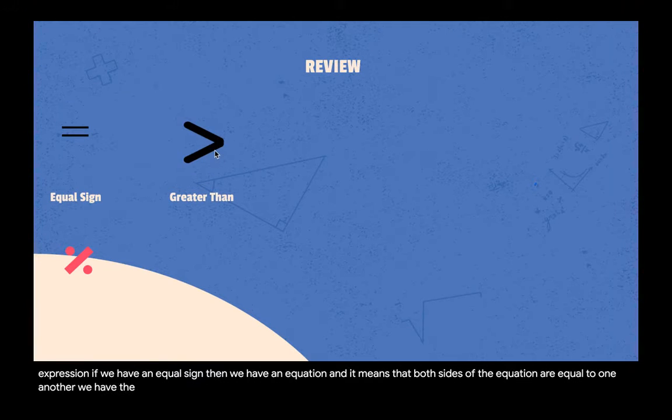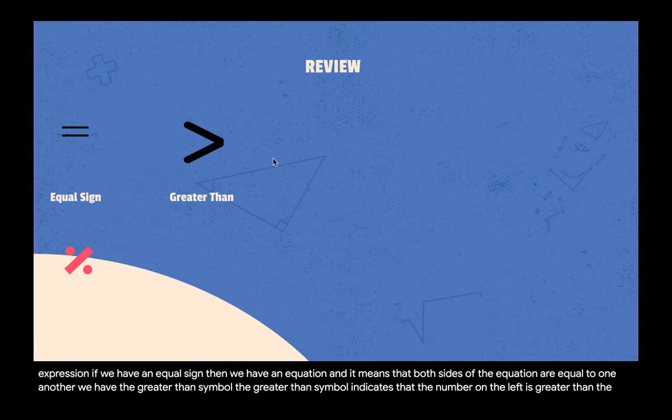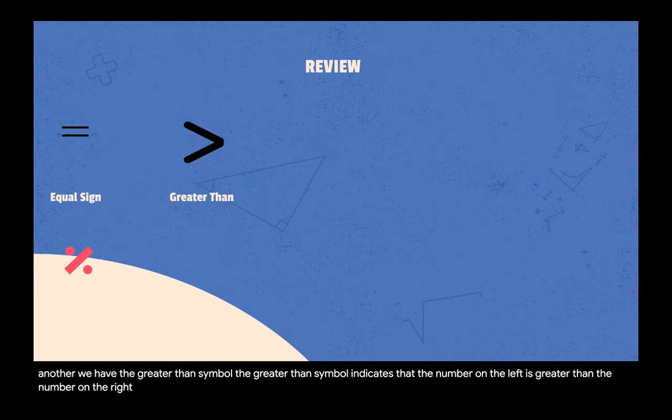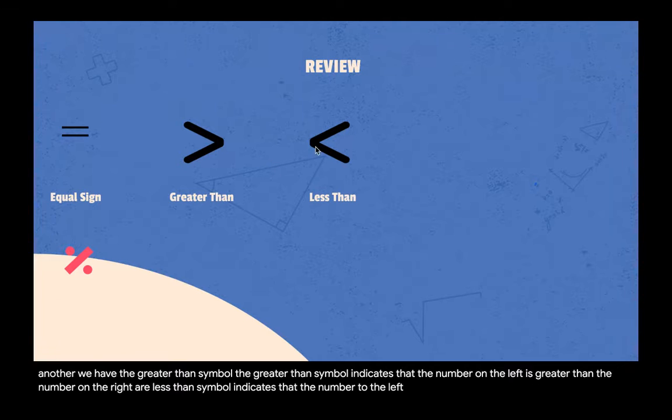We have the greater than symbol. The greater than symbol indicates that the number on the left is greater than the number on the right. Our less than symbol indicates that the number to the left is less than the number to the right.